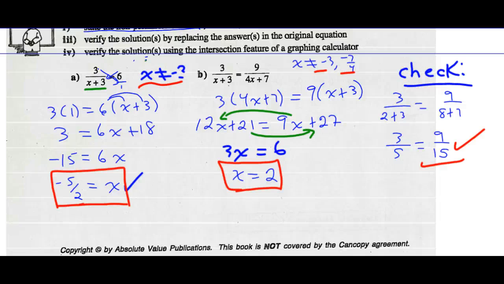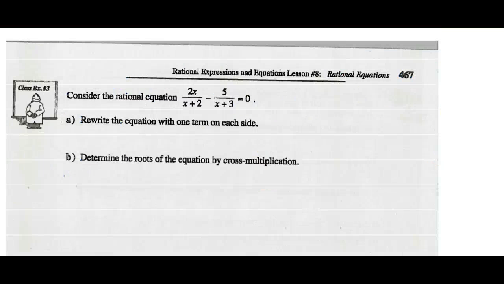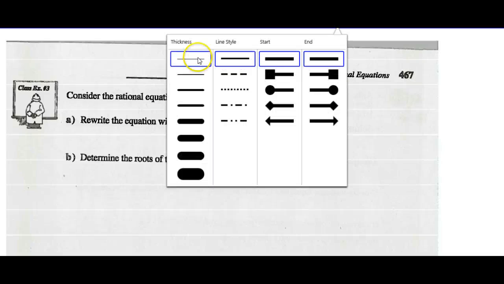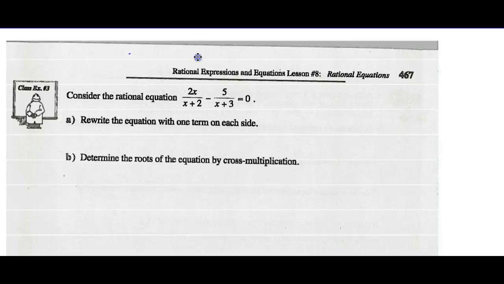Let's try example 3. Consider this rational equation. Rewrite the equation so that one term is on each side. Because this thing equals 0, I could move everything to one side of the equation. I could move this to the other side of the equation. So 2x over x plus 2 could equal 0 plus 5 over x plus 3, which is just 5 over x plus 3.